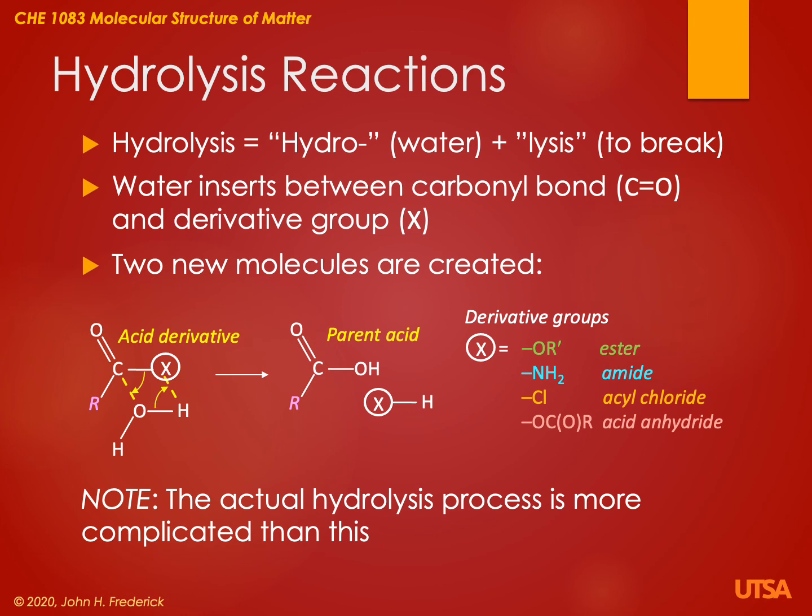Now, I should note that the actual hydrolysis process is a lot more complicated than what I've drawn here. I've drawn it this way for clarity so that you can see the effect of the water adding to this. I should also mention that only the acyl chloride really does this in a very facile fashion, then the acid anhydride is the next most effective one, then the amide, and then the ester. It's very difficult to hydrolyze esters, and oftentimes in biological systems it requires an enzyme to facilitate that.